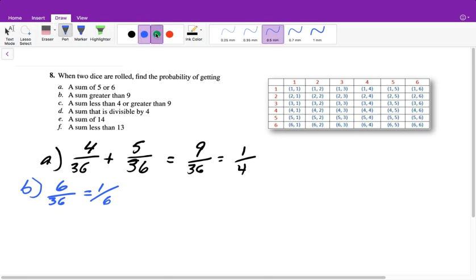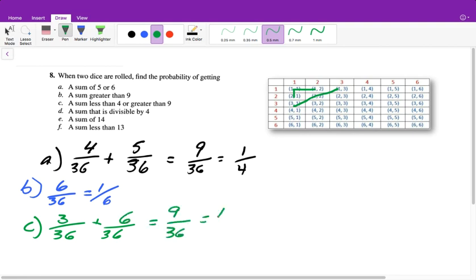Our next one is C. So we have a sum less than 4 or greater than 9. Well, here's our less than 4. So we have 1, 2, 3 of them. So it's 3 out of 36. And then greater than 9, we already did. So a sum greater than 9 is 6 out of 36. So that is then equal to 9 out of 36, which is also 1 out of 4, just like our A.